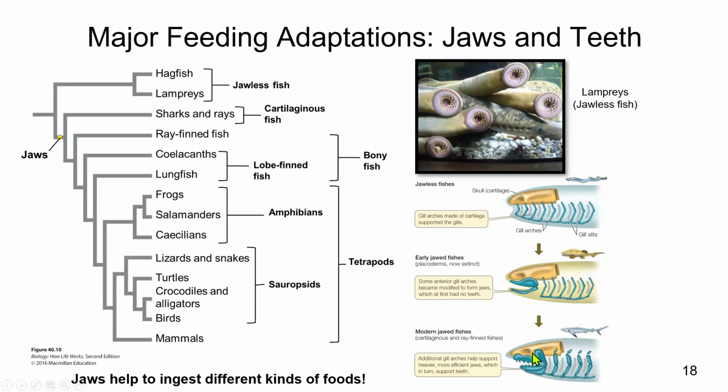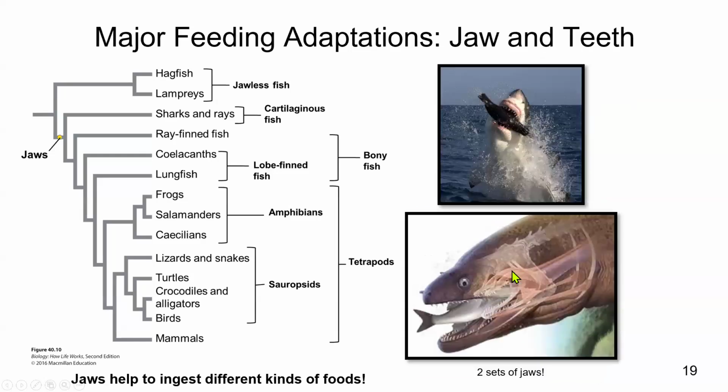And this, of course, was super helpful with biting off huge chunks of food and processing and eating more food, like we see in things like sharks, which have these incredibly nasty jaws, or in eels, they have two sets of jaws, which is kind of crazy. So the first set of gill arches evolved to this first set of teeth, and then within that, they have a second set of gill arches that has a second set of teeth inside their throat.